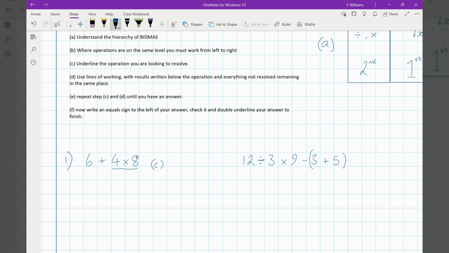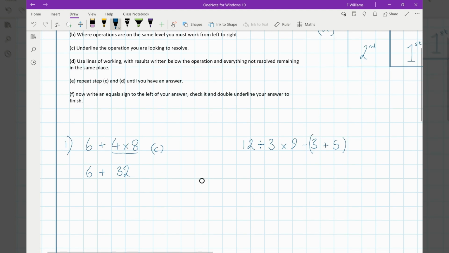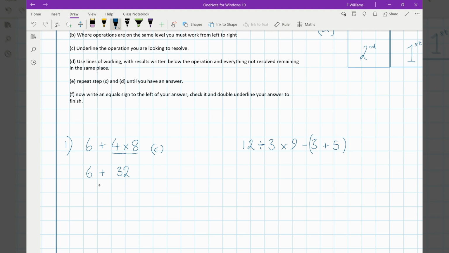So let's go ahead and resolve 4 times 8, which is 32. So I'm going to write 32 below this operation. So now this 4 times 8 becomes 32. That is it being resolved. So now I don't need to write 4 times 8 anymore, but I do need to write everything that I have not resolved. I've not resolved this addition, so that must stay in the same place. I've not resolved this 6, so this 6 must stay in the same place. That's all I've got left. And now, quite simply, I have 6 plus 32. It's the only operation left, so of course I'm going to do that.